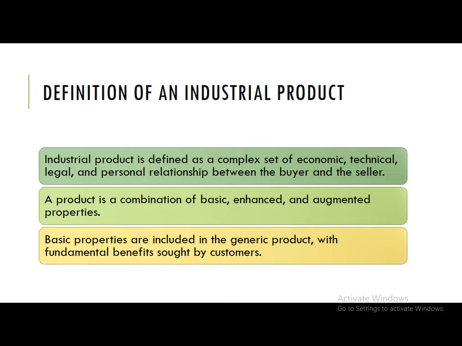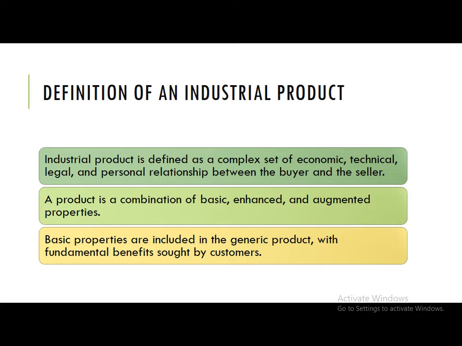Definition of an industrial product. An industrial product is defined as a complex set of economic, technical, legal, and personal relationships between the buyer and the seller. A product is a combination of basic, enhanced, and augmented properties.